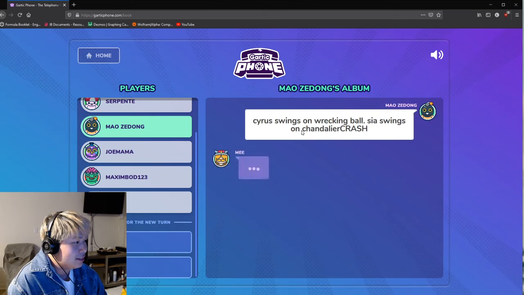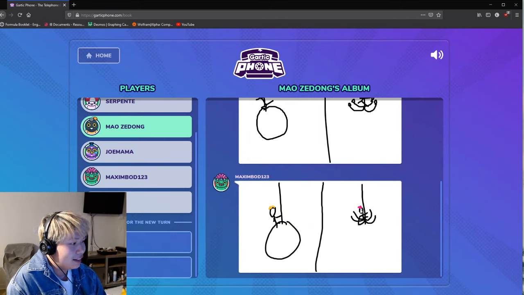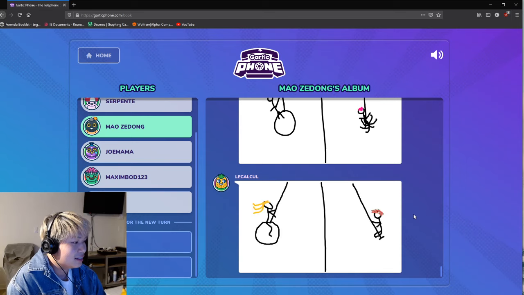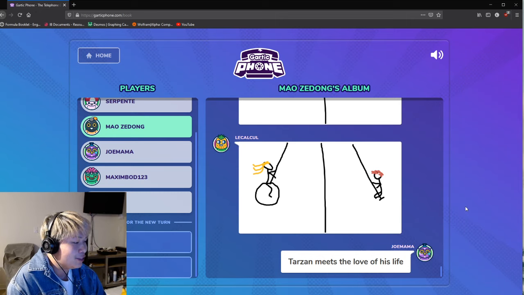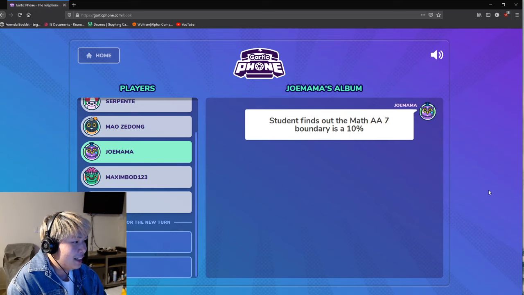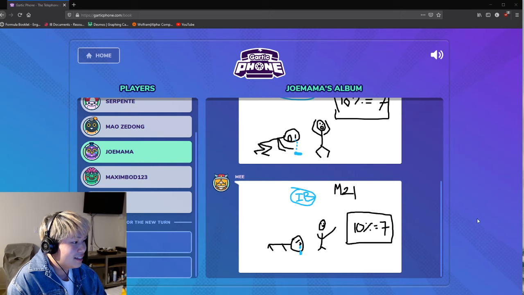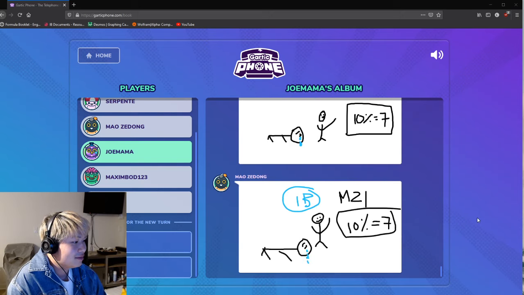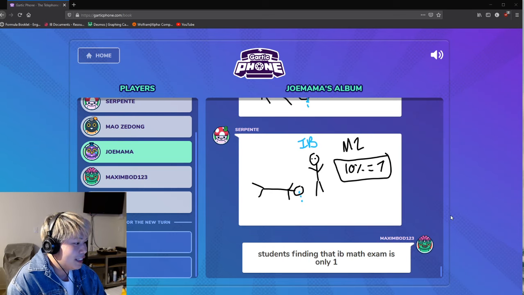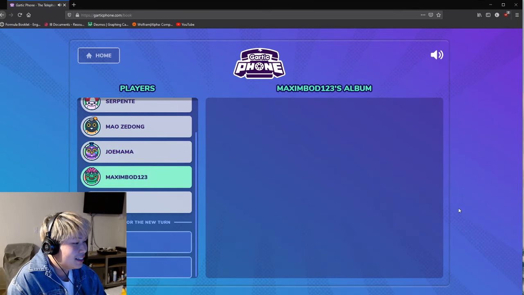Cyrus swings on Wrecking Ball. Sia swings on Chandelier. Crash. Oh, okay. Oh, that's what that's supposed to be. Why did you change it to pink hair? Everyone's gonna think it's me. Tarzan meets the love of his life? What? Fine. That's pretty good. Fine. Student finds out the math AA7 boundary is 10%. M2? Student finding out IB exam is only 1. That is not a 1.